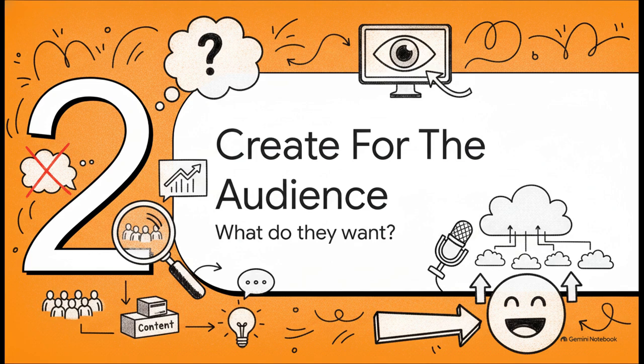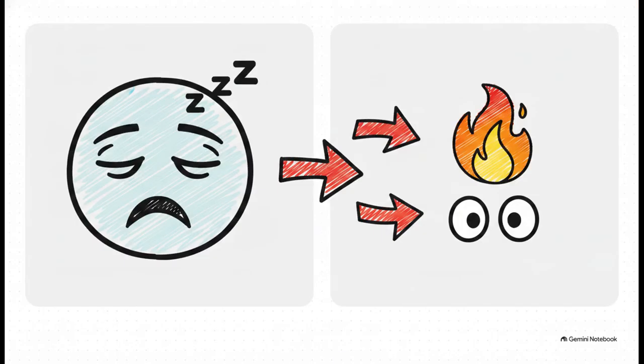Which perfectly teases part two, creating for the audience. You really have to stop asking, well, what do I want to upload? And flip it to, what does my audience actually want to watch? I know, it sounds simple, but that tiny mental shift completely transforms your strategy. You've got to study what people are searching for. Look at the comments on top-performing content in your niche. Find those specific problems people are just begging to have solved, and then go make your own better version of the solution.